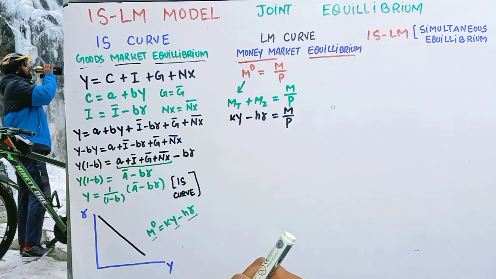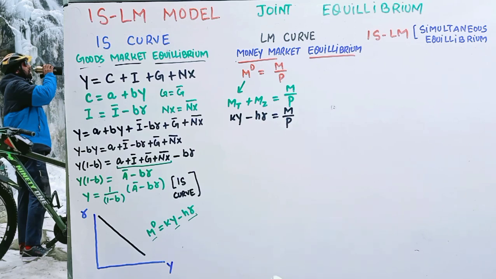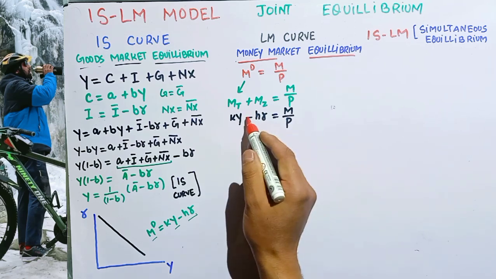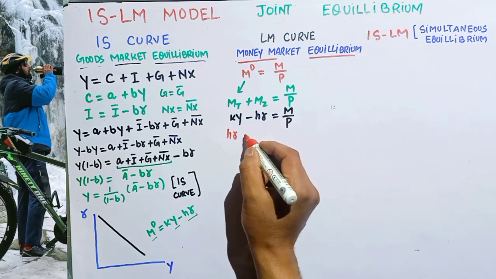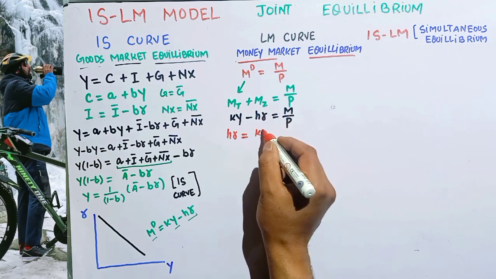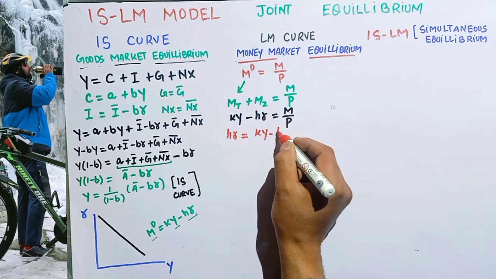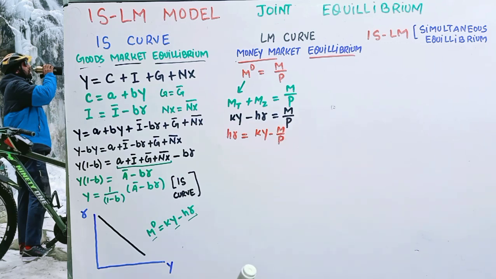So what will we do here? Let us try to solve this equation for R. Let's use this color. If I transpose HR here, we have HR is equal to KY minus M upon P, which is real money supply.